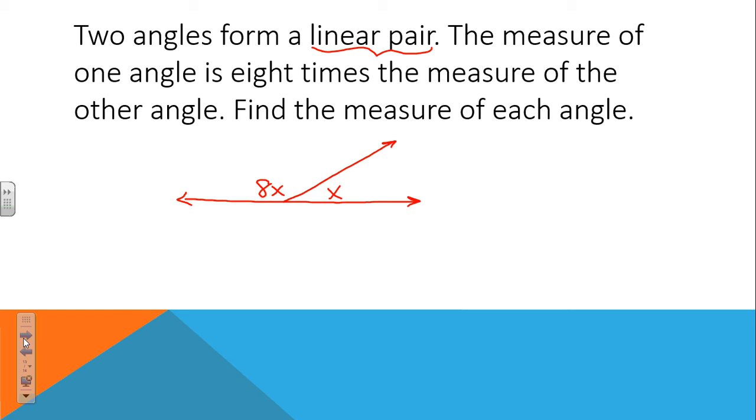Okay, so Andre, what would my equation say now? You can do it. I have faith in you. 8x plus x equals, good, 180. Okay, I put him on the spot and he did well. Okay, now you know how to solve it, right?